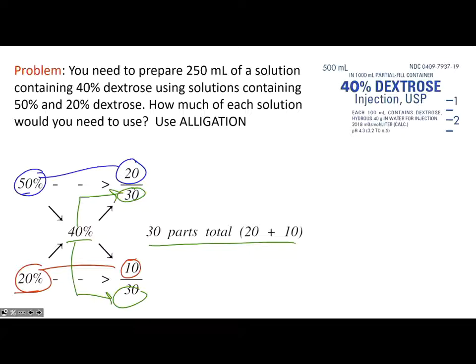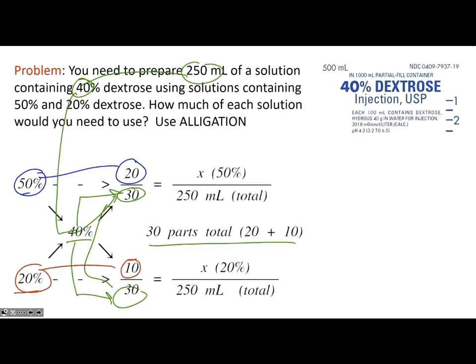What else do we know? We want to produce 250 mils of what? The final product. That's what I want in the end. What is the final concentration? 40%. So I want 250 mils of 40%. So this 250 mils represents the 40%. That represents this, so that equals both of those 30 parts.